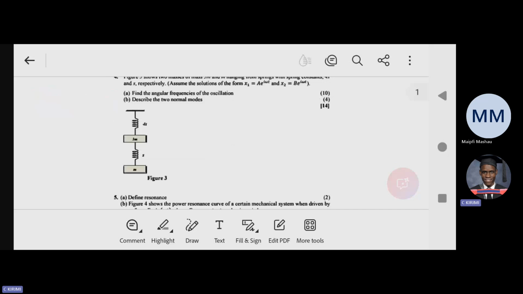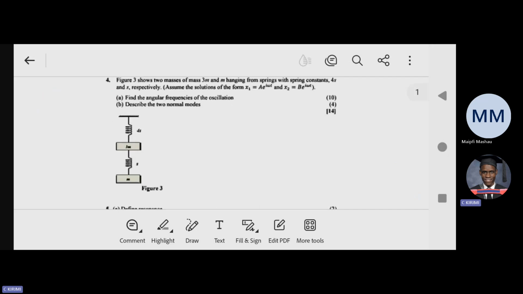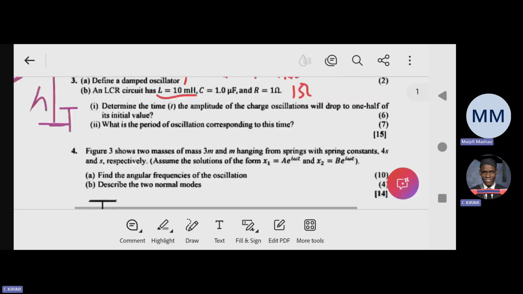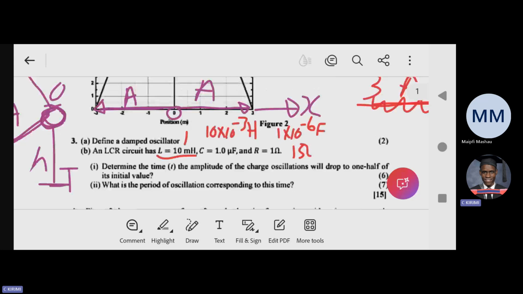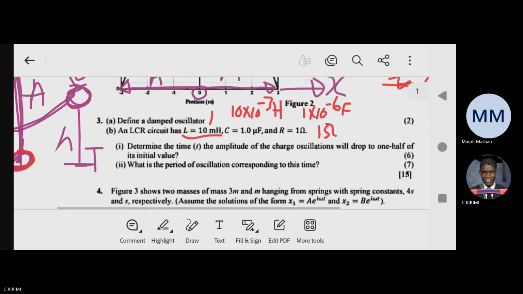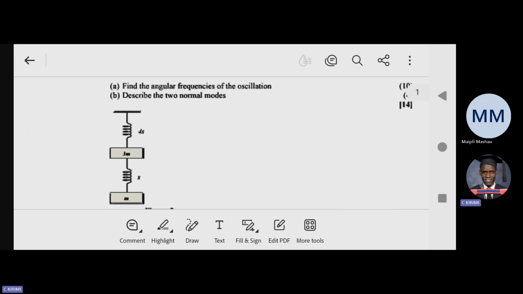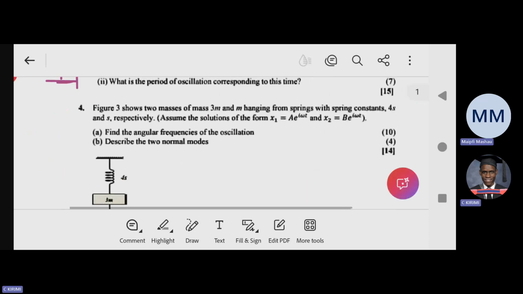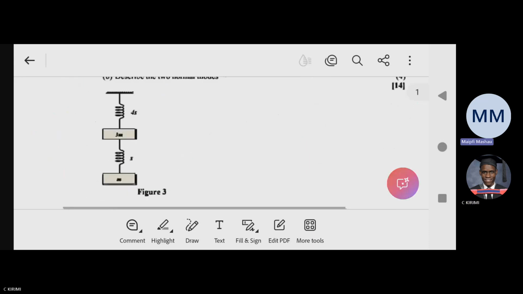So the one that was left, I think number 4, was not done. We were doing that inductor capacitor question. You still remember? That was the last question which we did, for number 3. So we were left with 4 and 5. We didn't do 5, did we?